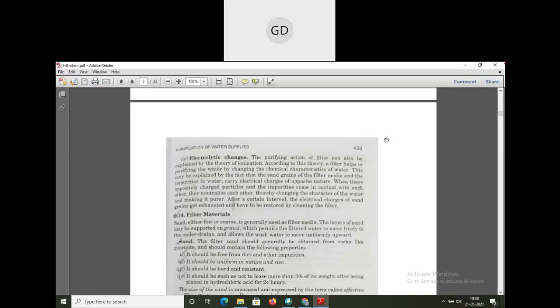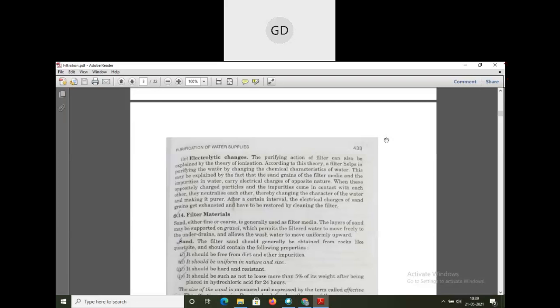Then again, after a certain period of time, since they are neutralizing each other for a very long period, the electrical charges of the sand grains will be almost nil, or you can say it will finally get exhausted. So you have to restore the electrical charges. How will you do that? When you clean the filters, the electrical charges will get restored. So that is your electrolytic changes. Okay, so all these four are your theory of filtration.